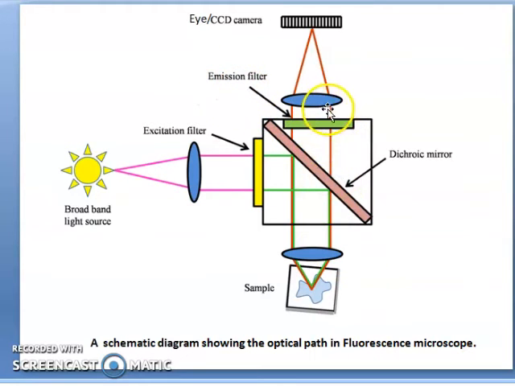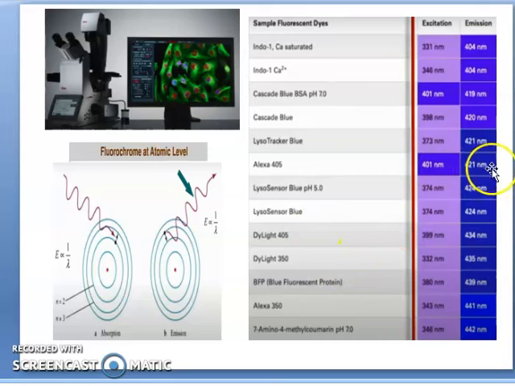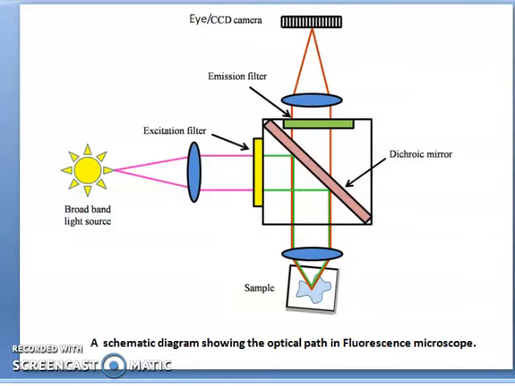So this light is passed from here. What is the function of this emission filter? It's a barrier filter. It will block other residual beams, and it will allow only the emitted wavelength that we want to visualize. Suppose in case of Alexa, it is 421 nanometer. So it will allow only a wavelength of 421 nanometer to pass from here, and it will block the rest of the light, the residual beams due to reflection.